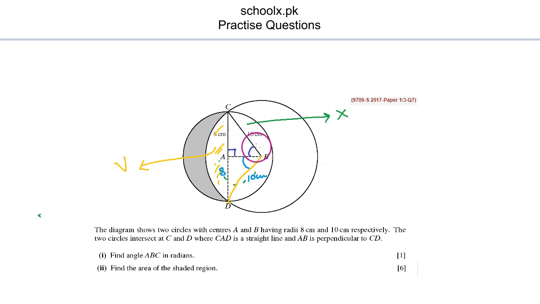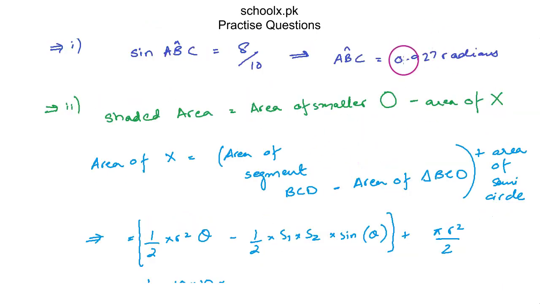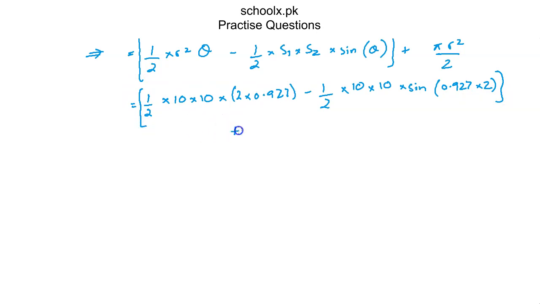So the total angle CBD will be twice the angle ABC, and ABC was 0.927 radians. The angle is 2 times 0.927 radian, minus half, side 1 of the triangle was 10, side 2 was 10 again, and sine of theta with 0.927 times 2 again, plus pi r squared over 2. Now this was the area of the semicircle of the smaller circle. The smaller circle has radius 8, so pi r squared, where r is 8, over 2. If we compute this, we get 145.22 square centimeters.